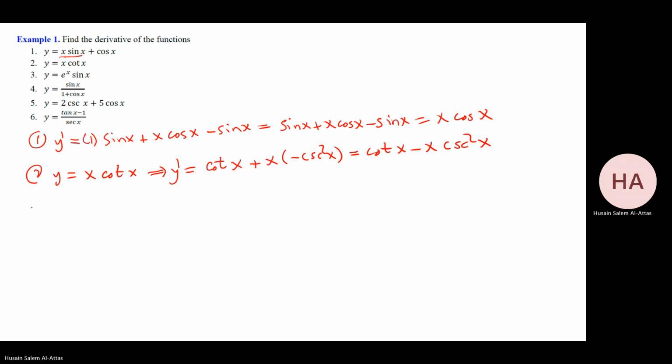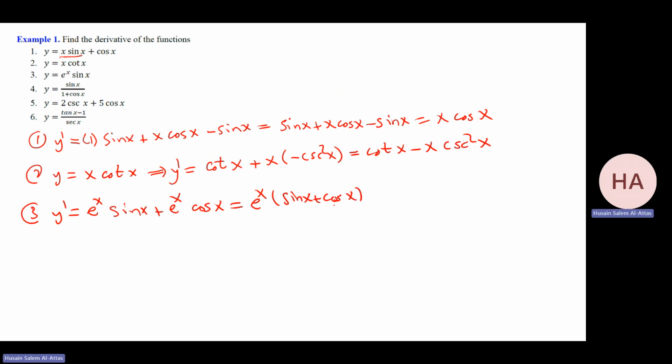Number 3, y prime, right away. Derivative of the first, ax times sine x, plus ax times derivative of sine, which is cosine. So it's ax sine x plus cosine x. Easy ones. Number 4, I have y equal, I have quotient rule here.